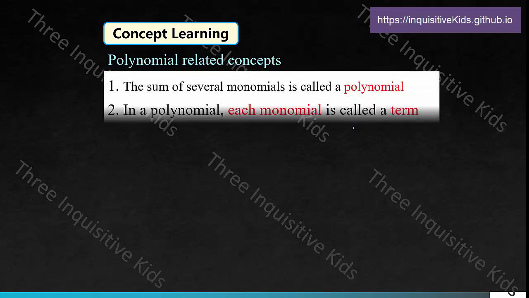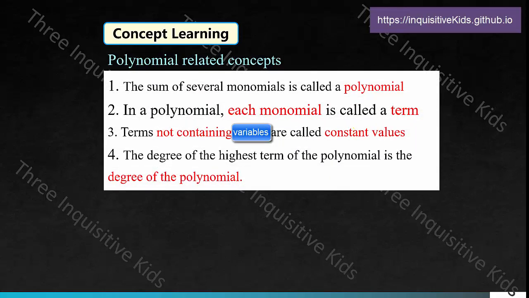Polynomial related concepts include 1. The sum of several monomials is called a polynomial. Be listening carefully as I read these, and you may want to write them down. 2. In a polynomial, each monomial is called a term. Make a note of that. 3. Terms not containing variables are called constant values. 4. The degree of the highest term of the polynomial is the degree of the polynomial.